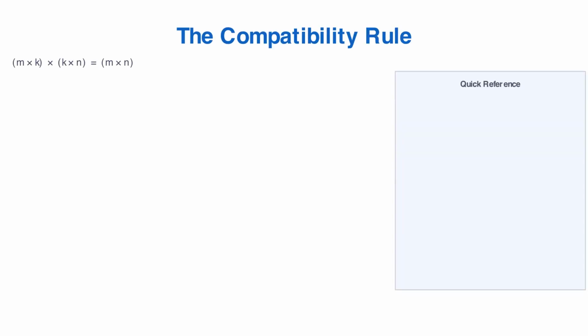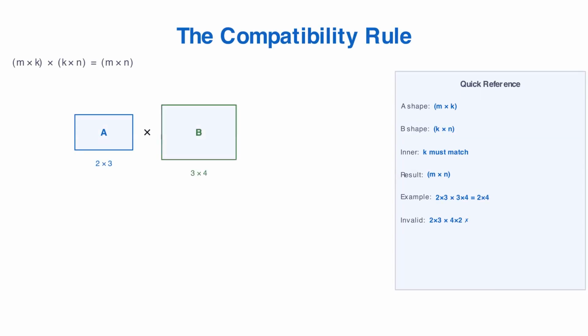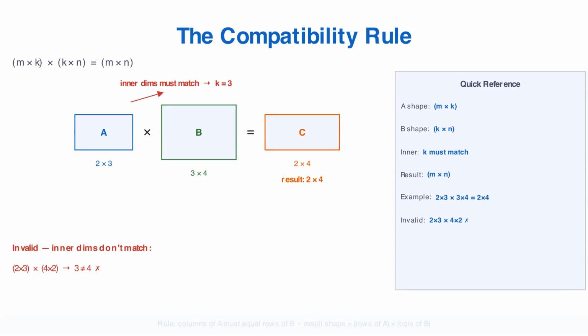Before you can multiply two matrices, there is one rule you must check. Take matrix A with shape M by K, M rows and K columns. Take matrix B with shape K by N, K rows and N columns. Notice that the inner dimensions, the K, must match. If A has 3 columns, then B must have 3 rows. Otherwise the multiplication is undefined.